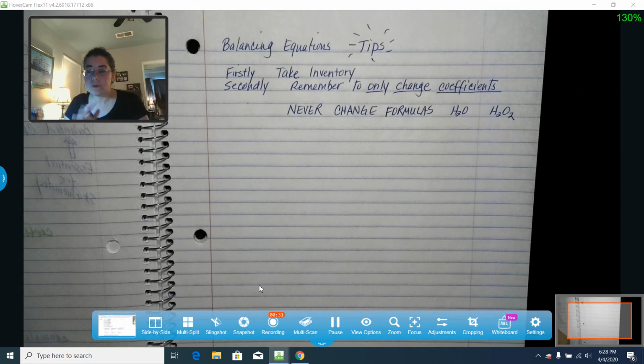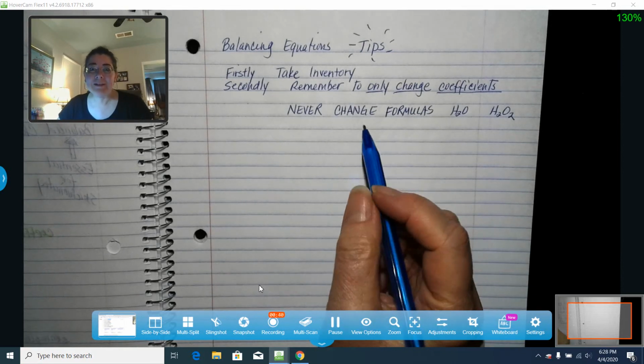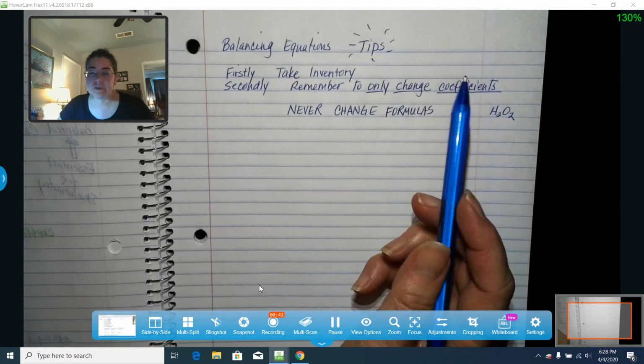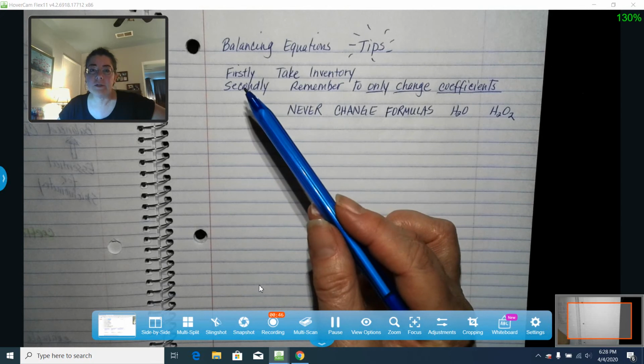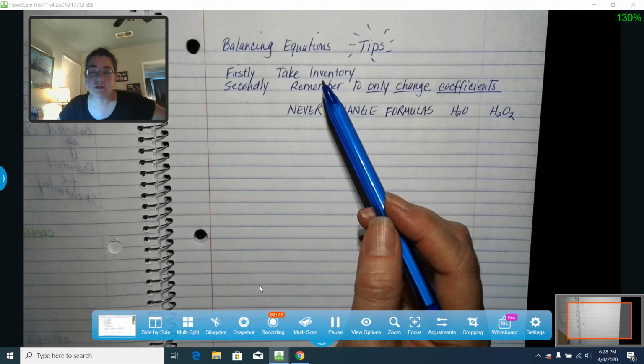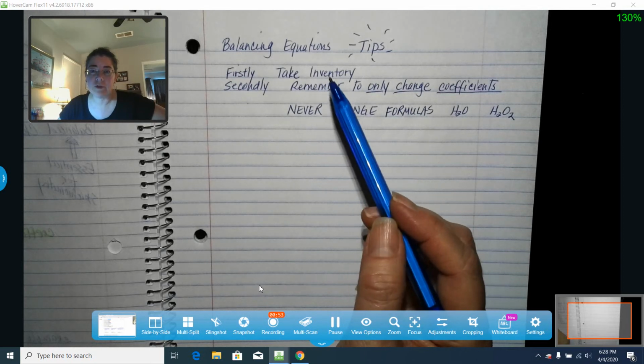I was originally having problems with my mic, and this is actually take 3, so forgive me if I sound a little bit frustrated. Okay, so when you're balancing equations, the first thing that I do, so these are my tips, is I take inventory of what I have without any coefficients. Okay, and I'll show you how to do it in a second.